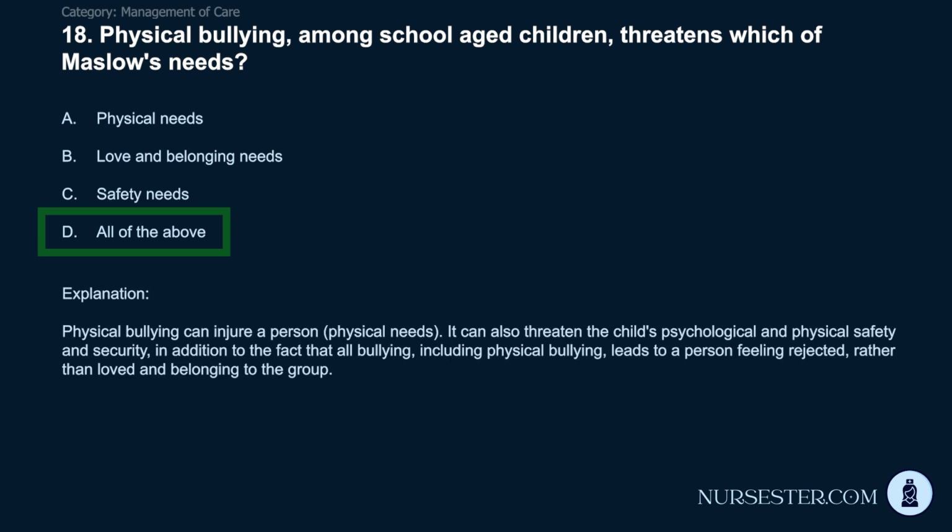Physical bullying can injure a person. Physical needs. It can also threaten the child's psychological and physical safety and security, in addition to the fact that all bullying, including physical bullying, leads to a person feeling rejected, rather than loved and belonging to the group.